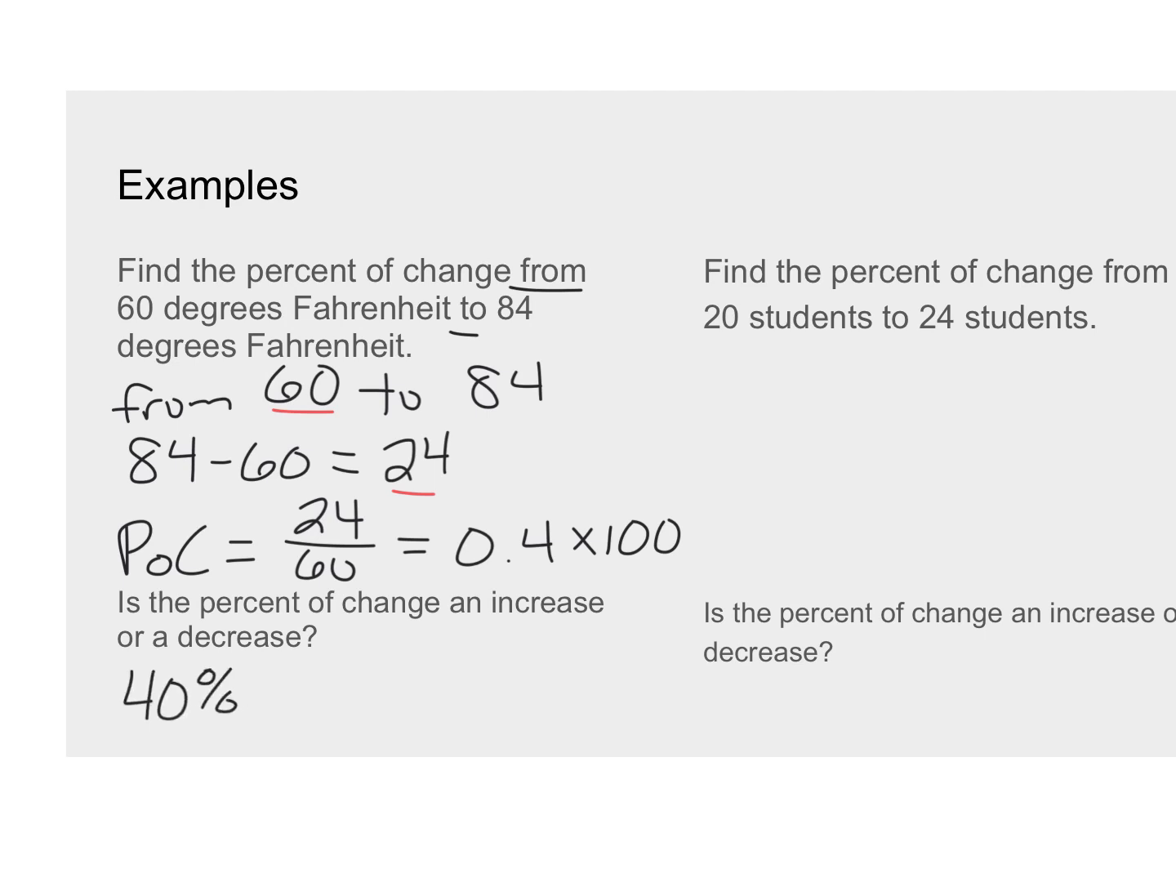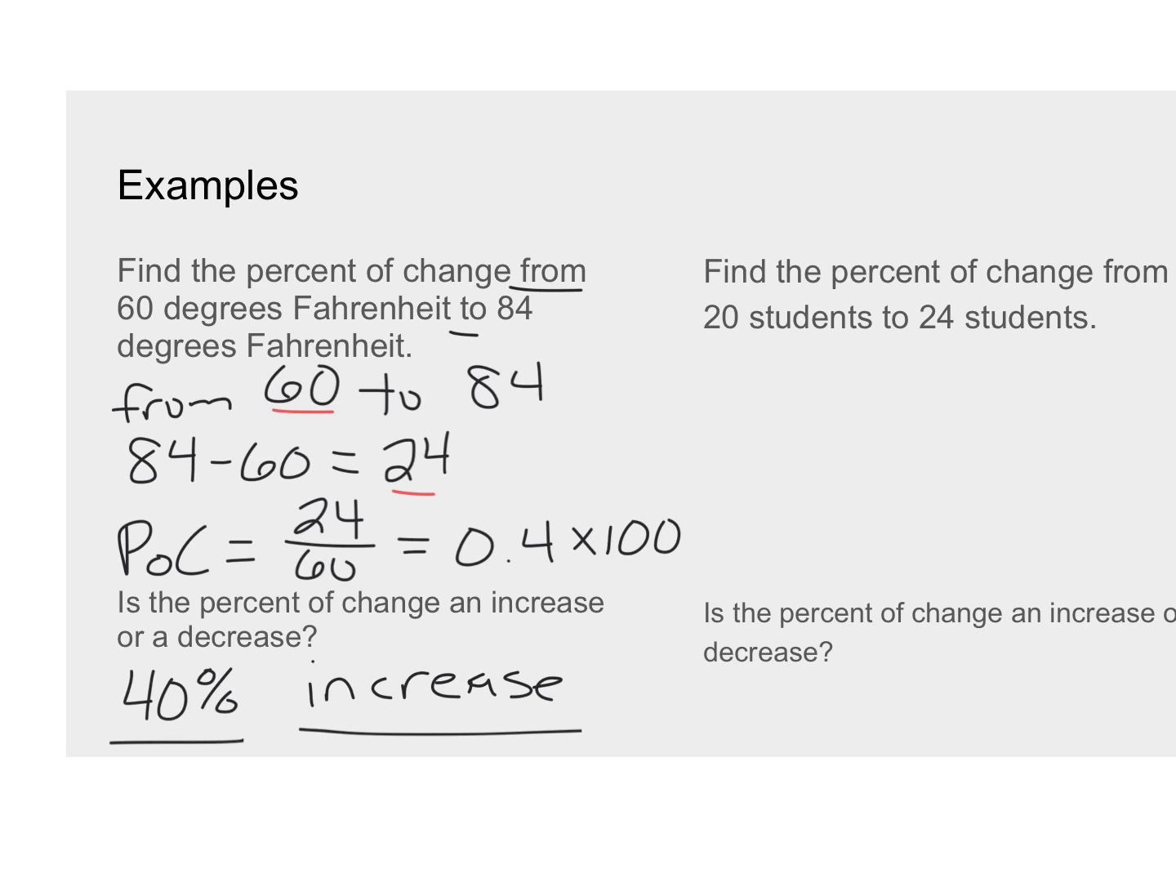Now that last question, it says, is the percent of change an increase or a decrease? How are we going to figure that out? We're going from 60 to 84. Are we going higher or are we getting lower? Higher, so what does that go with? Increase. So there are two parts to your answers for percent of change: the percentage, and then whether it's an increase or a decrease.